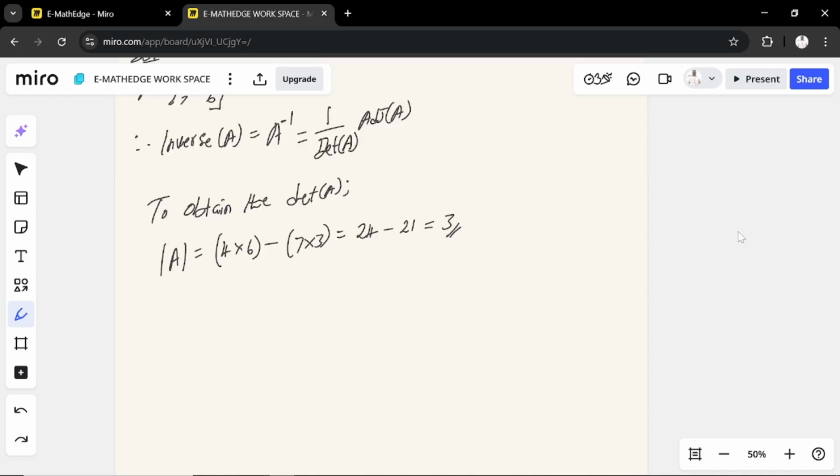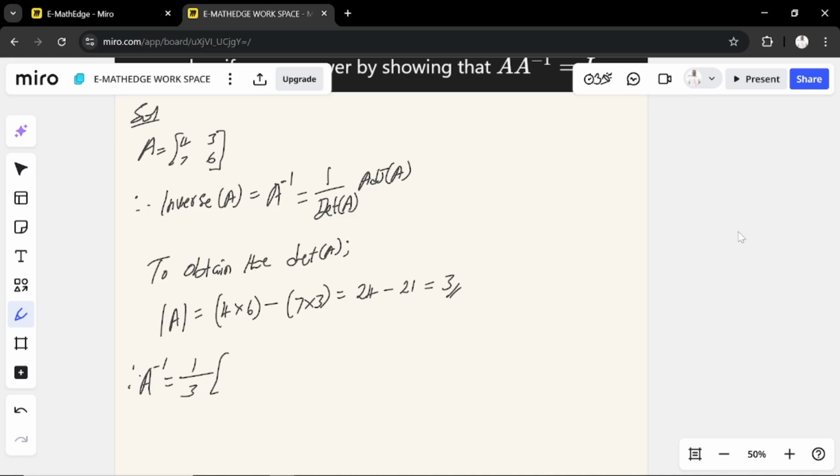Since our target is to obtain the inverse of the matrix A, and we've obtained the determinant to be 3, the next thing to do is let's substitute the determinant into the formula of the inverse. Therefore, we are going to have the inverse of A to be equal to 1 all over, and what is the determinant? The determinant is given as 3, multiplied by the adjoint. Now, let's obtain the adjoint.